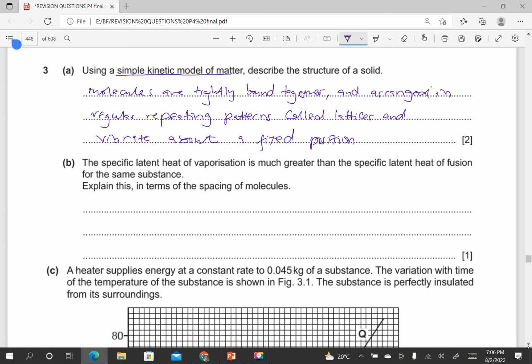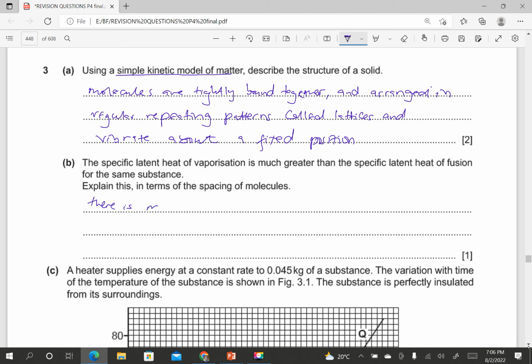Then part B, the specific latent heat of vaporization is much greater than the specific latent heat of fusion for the same substance. Explain this in terms of spacing of molecules. So there is going to be much greater spacing or increase in volume during vaporization compared with fusion, as simple as that.